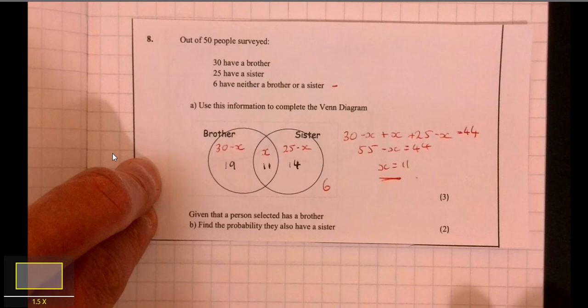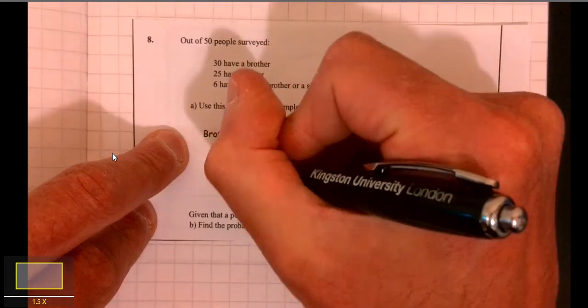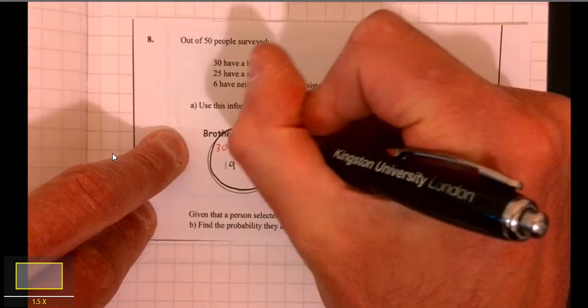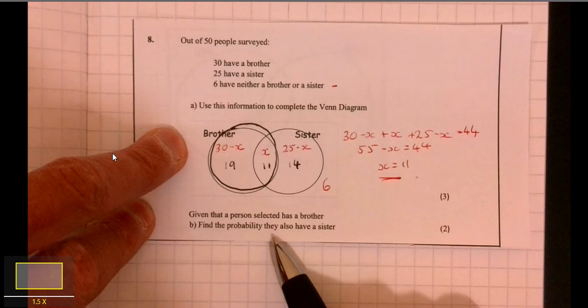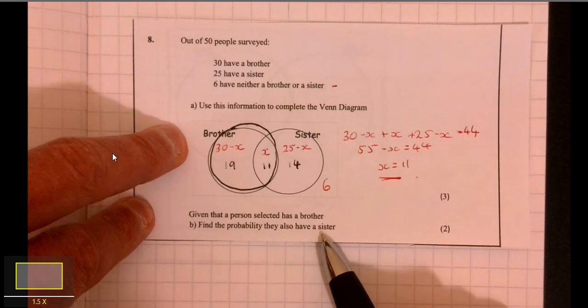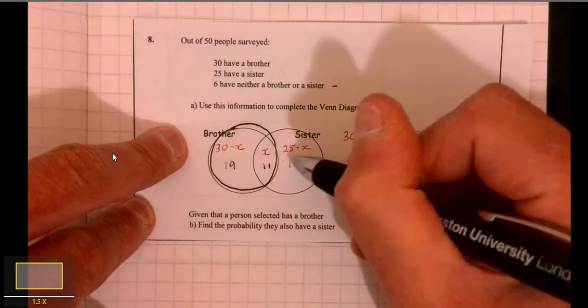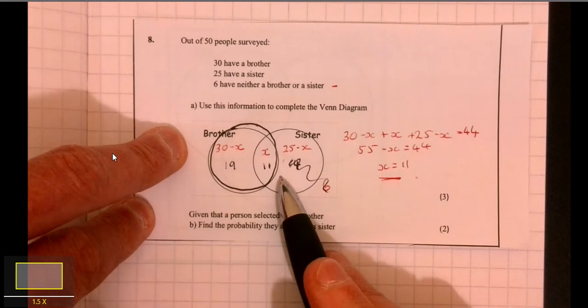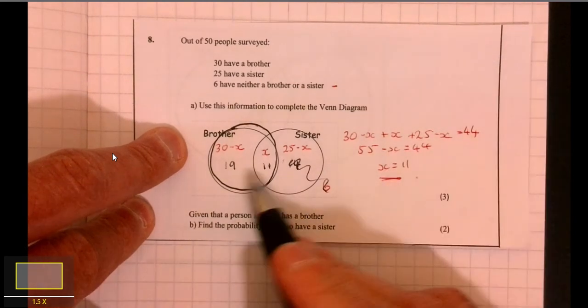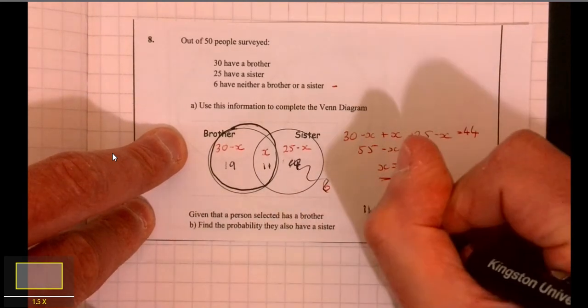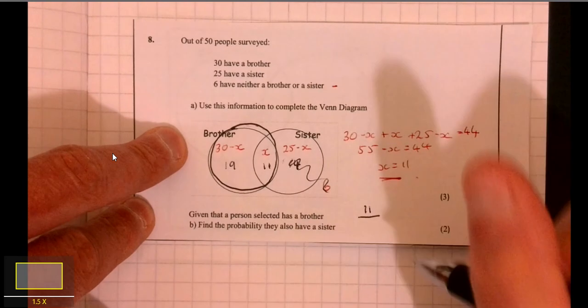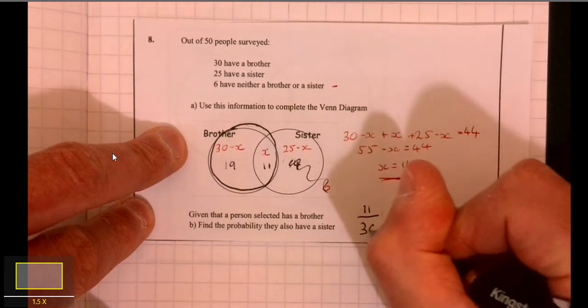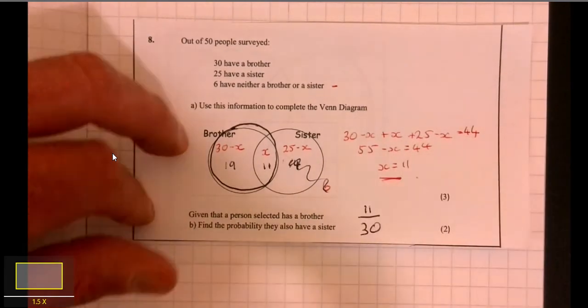And then the last bit of the question: given that a person selected has a brother, so what does that mean? It means we're in this circle just here. Find the probability that they also have a sister. So we know we're here. How many of those have a sister? 11. How many are there altogether? 30. There you go.